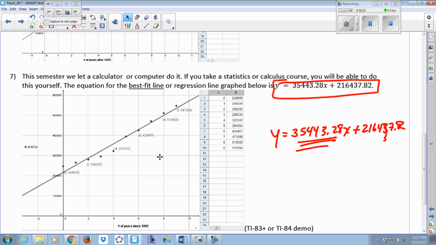The other thing I want to point out, and if you could get into the habit of this, put a little hat over your Y, because that will help you to remember that this is a model and it's just an estimate. You're just getting estimates out of this model. It's not your real data.